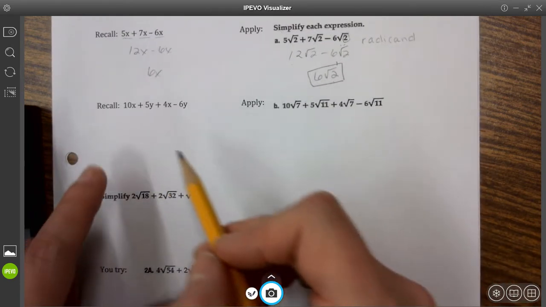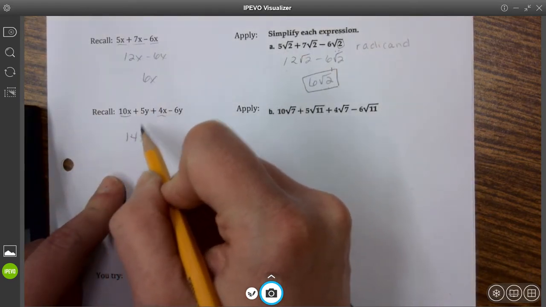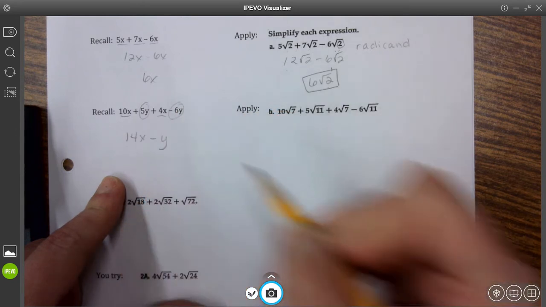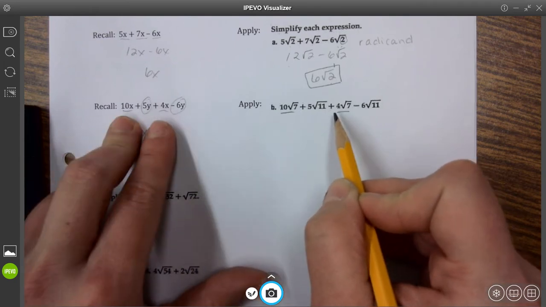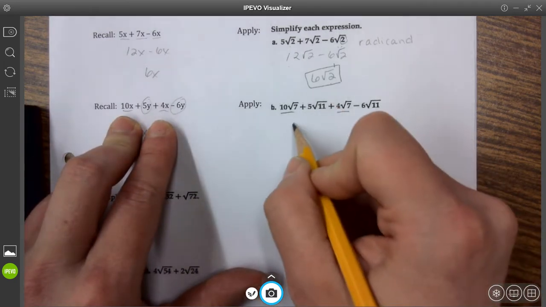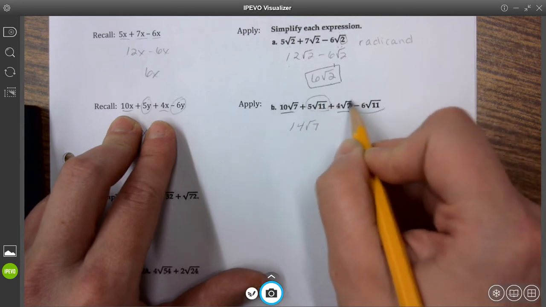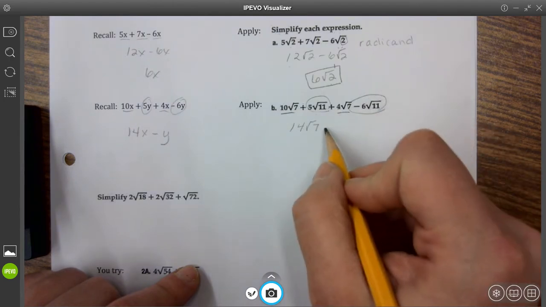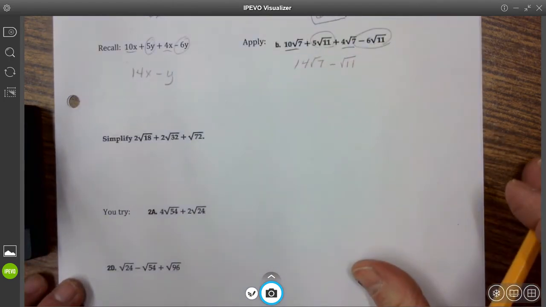Let's try it again over here. A 10x and a 4x go together to be 14x. A 5y and a negative 6y become a negative 1y. So same thing here. A 10 and a 4 become a 14 root 7. And since the radicands are the same here, a 5 root 11 minus a 6 root 11 is a negative 1 root 11. Same concept.